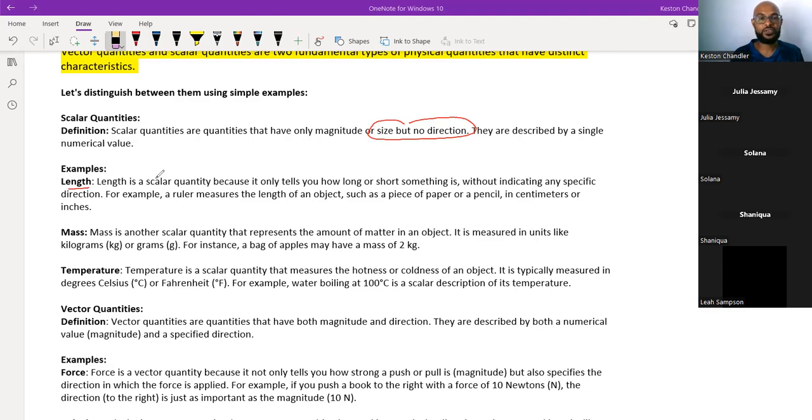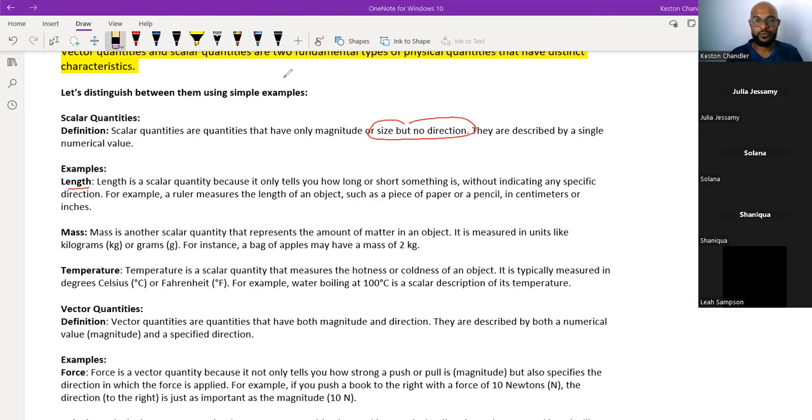Temperature is another scalar quantity. It's just telling us how hot or cold something is. There's no direction involved. So scalar quantities only have magnitude or size, no direction at all. That's different from vector quantities, because vector quantities capture both the size and direction. A good example is force. The force on an object tells you how strong or weak a push or pull is, and it tells you the direction in which the force is going to be applied. If it's to the right, to the left, down, or up, right? That's an example of a vector quantity.